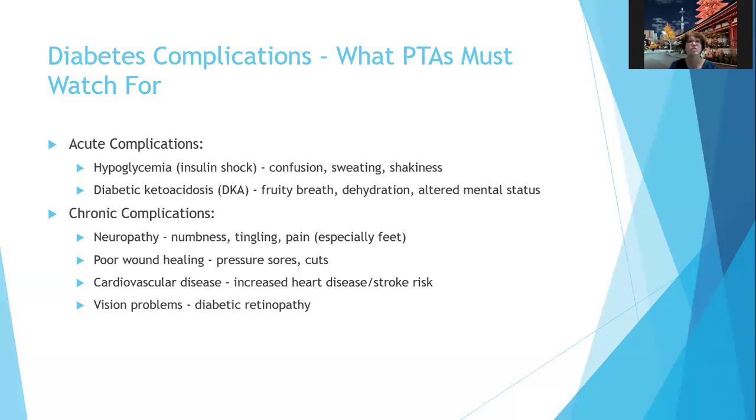Chronic complications include neuropathy, which is numbness and tingling and pain, especially in the feet, and poor wound healing. So people with diabetes are more susceptible to pressure sores, cuts, and neuropathic ulcers. There's also cardiovascular disease, with an increased risk of heart disease and stroke, and vision problems because of diabetic retinopathy, which affects the optic nerve.